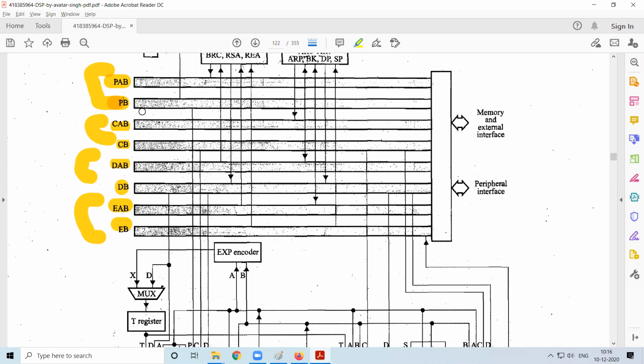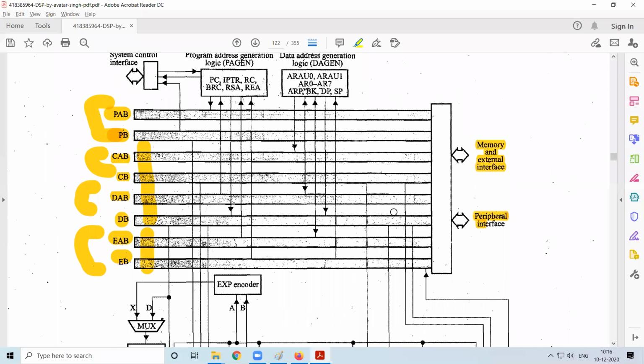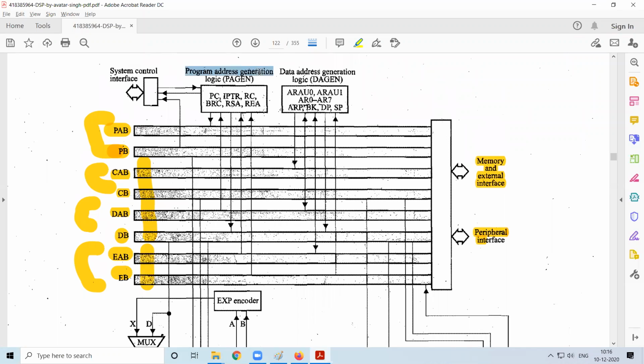As discussed, C and D, that is CAB, CB, DAB, and DB, are utilized for reading from the memory, and the other pair is helpful for writing the result into the memory. Then you can also access the peripheral interfaces which are present. So memory and the external interface can be accessed via these buses. This is the bus architecture. Based on that, we have the program address generation block and the data address generation block. When we speak of program address generation, different instructions and different registers come into play.